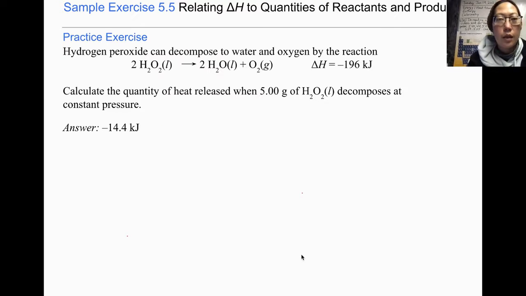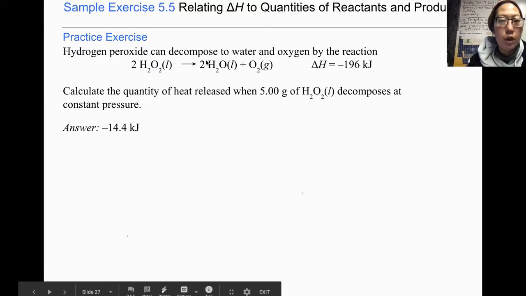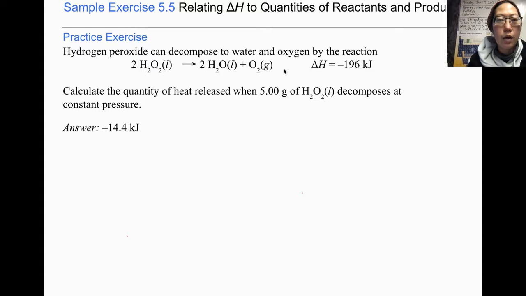So here's an example problem. We have hydrogen peroxide decomposing to water and oxygen by this reaction. And they are asking us to calculate the quantity of heat released when 5 grams of hydrogen peroxide decomposes. And here's the answer here. I'm going to show you how to do this, and then you should attempt the next 2 problems on your own.